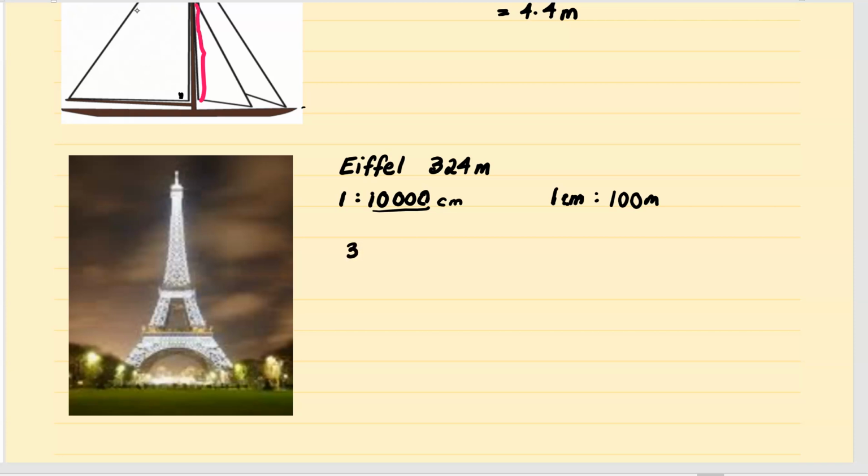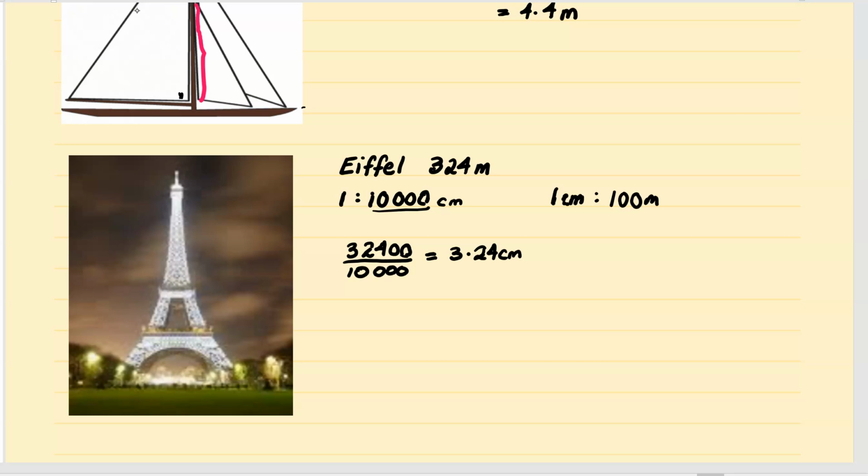So 324 times by 100, we get 32,400 centimetres. We will divide that by our 10,000, and that means on the page we will have a pretty small 3.24 centimetre diagram, and that would then be to scale. You know, you do the base and etc., etc.